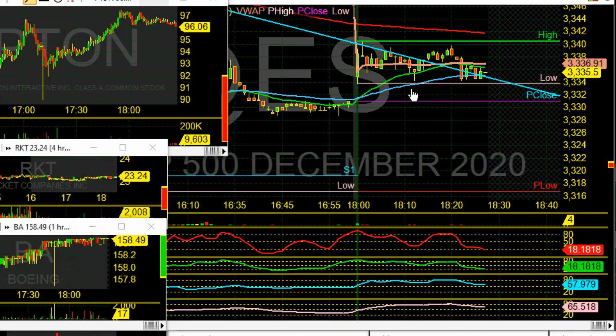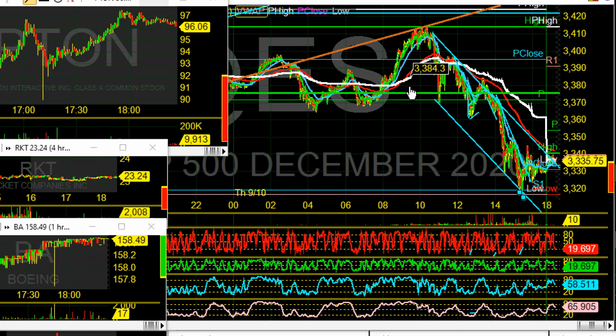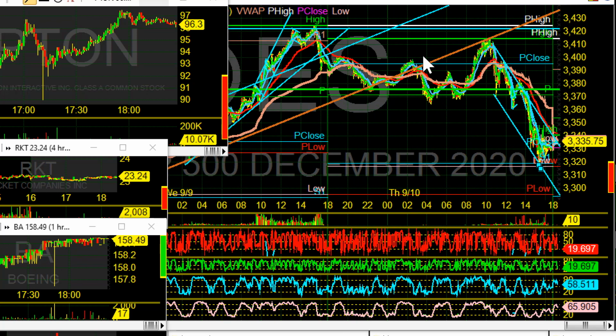The question everyone's asking is, what's the market going to do tomorrow? The market sold off pretty good today. It started off nice at 9:30, out of the gate. It was holding up, and then it rolled over. But let's take a look.